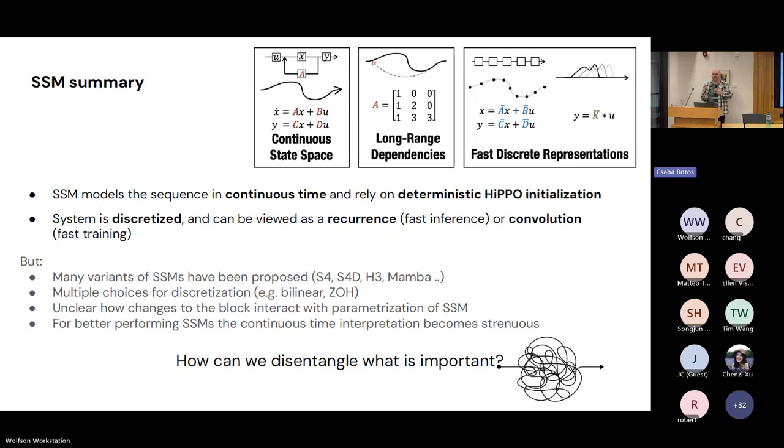The choice you make matters a lot. So if you just switch the type of discretization that you do, you can get a system that was working to not work at all. So it matters, and it's not clear why, because these discretizations are supposed to approximate the same thing.